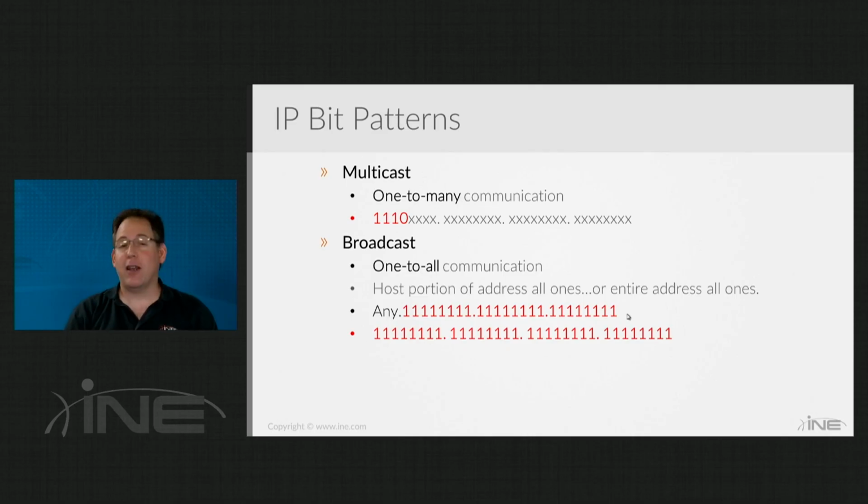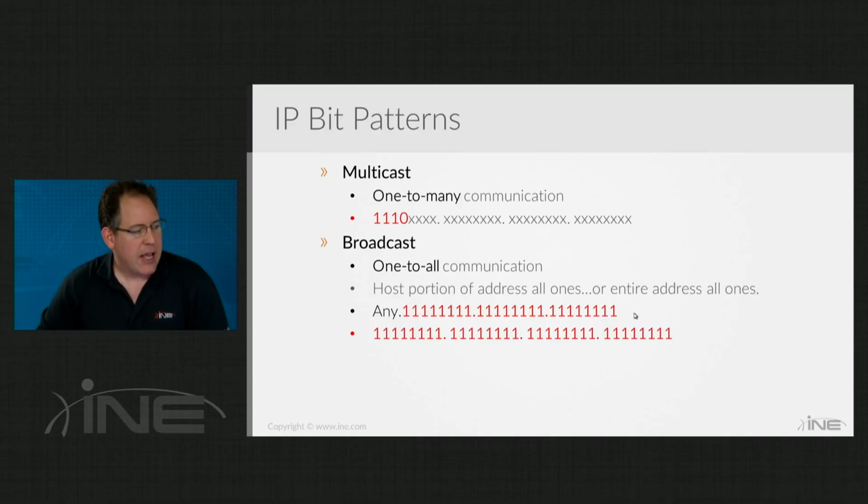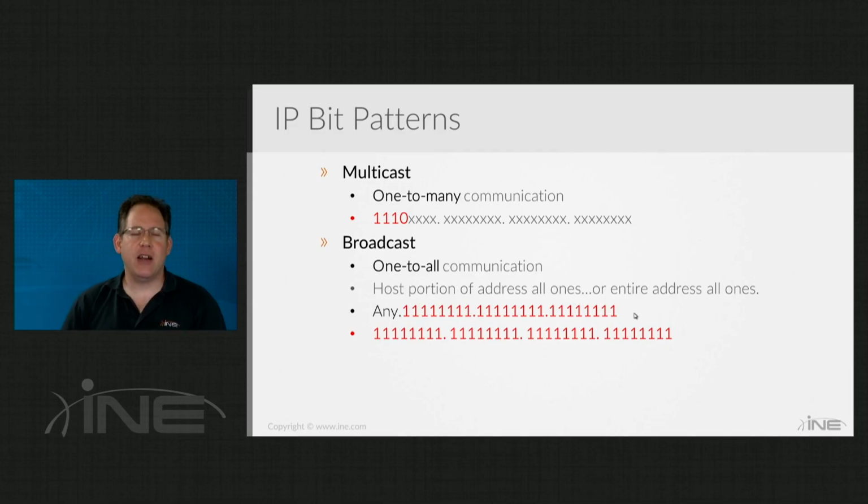Now there are 2 different flavors of broadcast address. This first one right here says any.111111111. Let's say that my laptop is connected to a broadcast domain, and it's been decided that the first 8 bits to identify my network is going to be, in decimal, the number 5. So I am on network number 5. 00000101. I'm on network number 5.